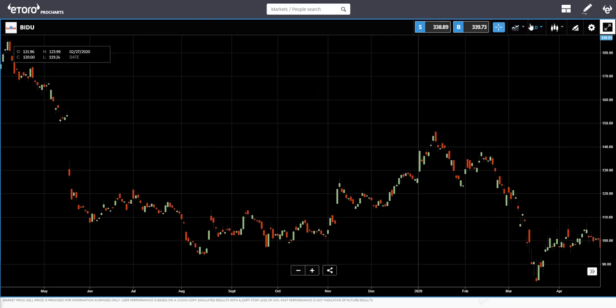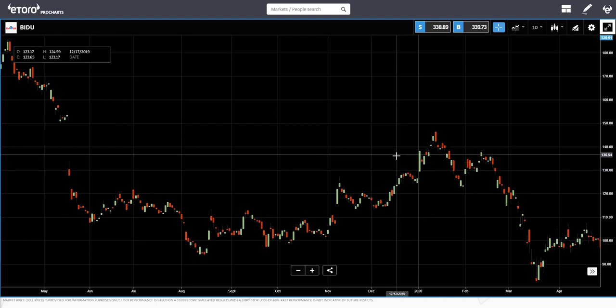Anyway, normally we use this on daily charts. You can use it on other time frames, but again, as I said, the indicator works very well with the daily charts, and I'm going to explain why as well.